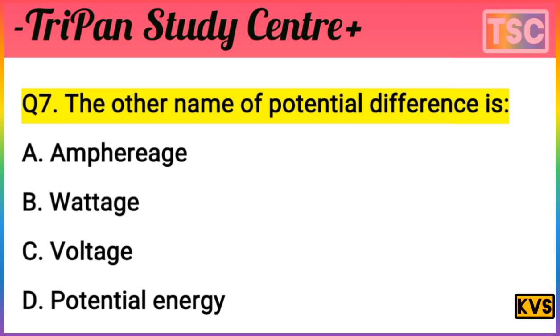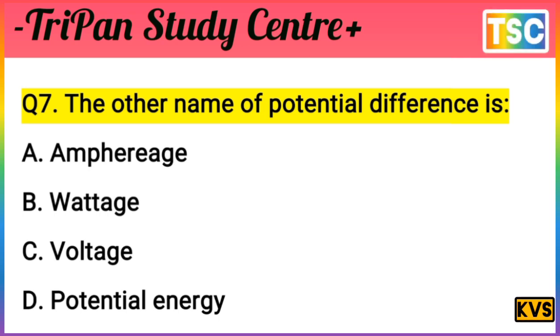The answer is clear. The other name of potential difference is voltage. The potential difference, the other name is voltage. It means option C is correct. Option C, voltage.